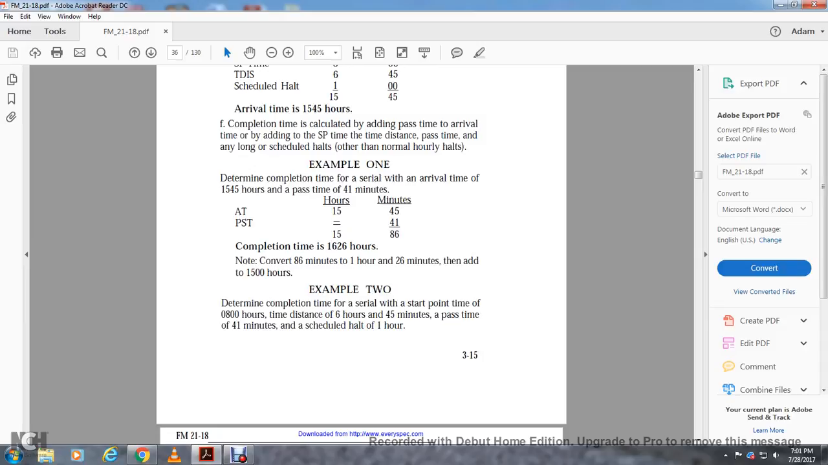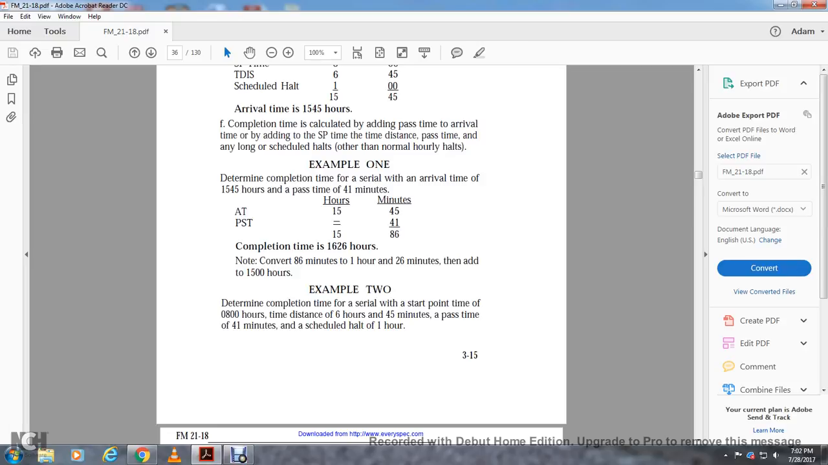Or determine the completion time of the serial with the arrival time at 1545, before 1600 hours. The pass time is 41 minutes. Arrival time 1545. Pass time 41 minutes. That is 15 hours and 86 minutes. Completion at 1626 hours, 26 minutes past 1600 hours.